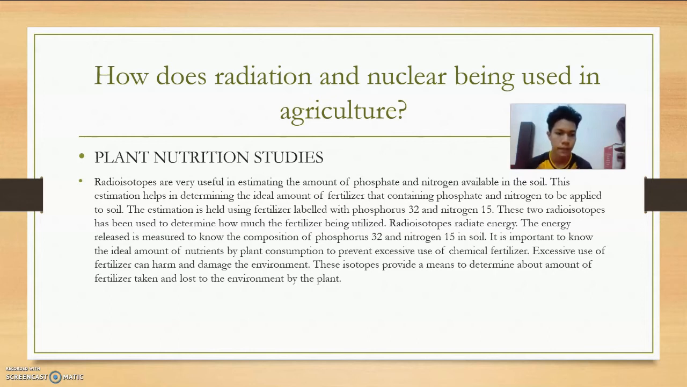Radioisotopes radiate energy, so the energy released is measured to know the composition of phosphorus-32 and nitrogen-15 in soil. This is important to know the ideal amount of nutrients for plant consumption and to prevent excessive use of chemical fertilizer, because excessive use of fertilizer can harm and damage the environment. These isotopes provide a means to determine the amount of fertilizer taken up by the plant and lost to the environment.